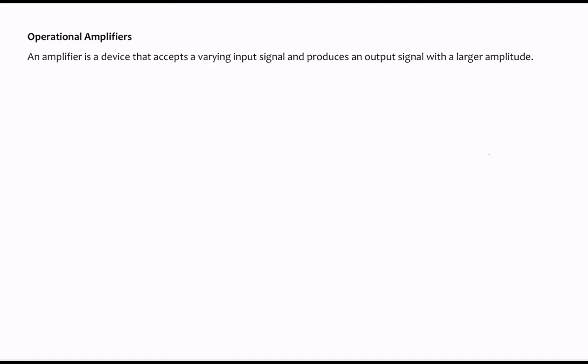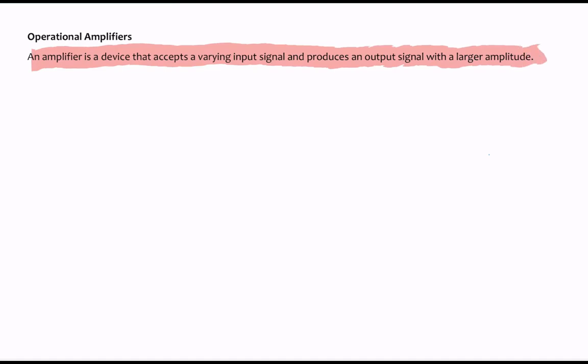Operational amplifiers. So what are those amplifiers? Well, an amplifier is a device that accepts a varying input signal and produces an output signal with a larger amplitude. Okay, so what does that mean? That means that if at the input of the operational amplifier you have a small signal, something like this, that is drawn from a mic, say, and it goes through an amplifier. For amplifier, we also use op-amp, that's a short form for it, and our hope is the output signal that comes out of the op-amp is actually the magnified version of this input voltage right here.